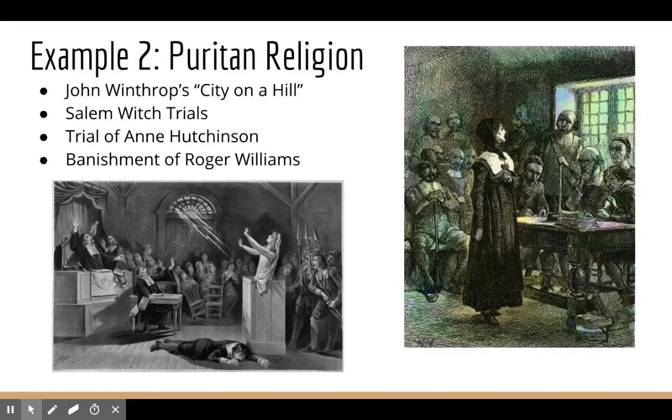He writes that all eyes are upon us. In 1892, this etching that you see down here of the Salem witch trials was created, and it depicts an event from 1692.